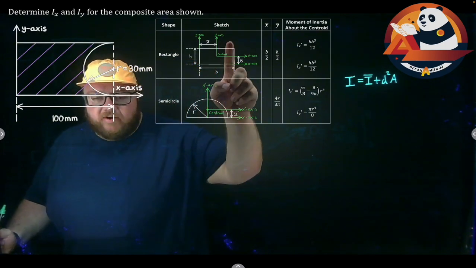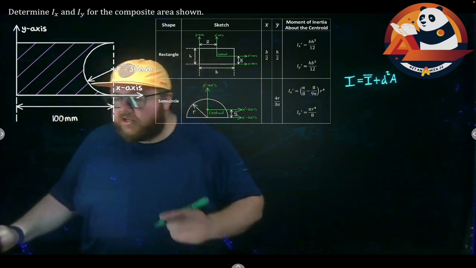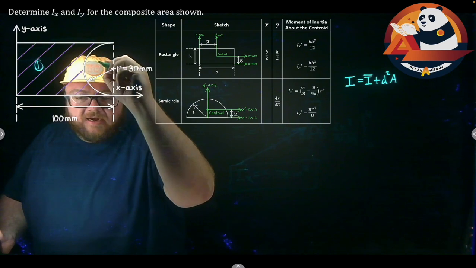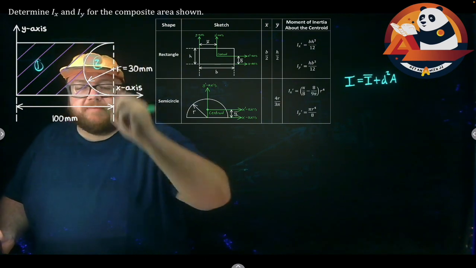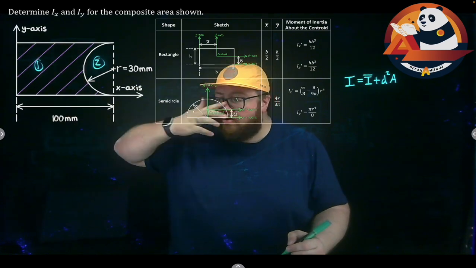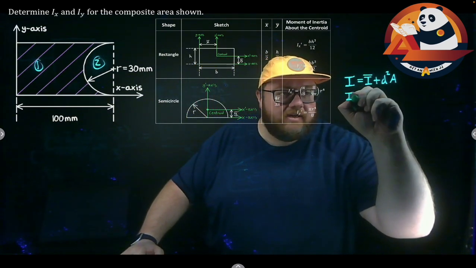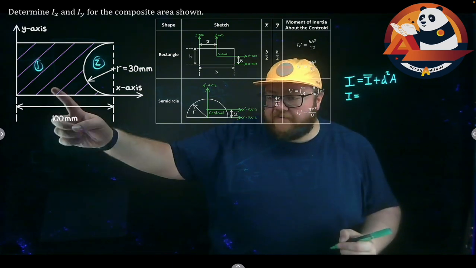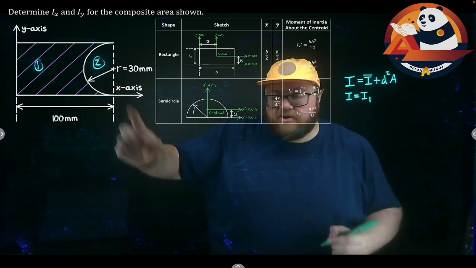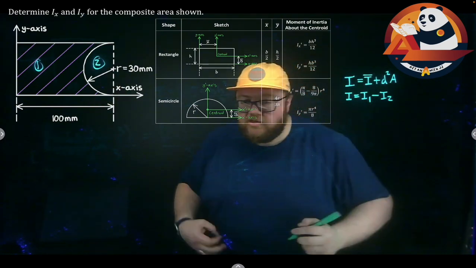We can work with rectangles and semicircles, so let's start there. I'm going to call shape 1 my rectangle, then I have a negative semicircle. We'll call it shape 2. So if I'm looking for my I in general, my I should be the I for the rectangle, I1, minus my moment of inertia for the semicircle, I2. So let's come in and find those.